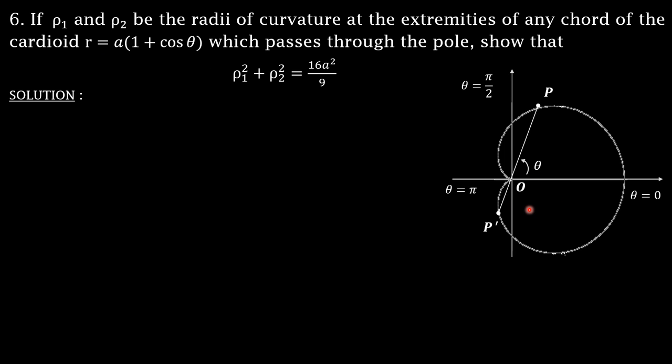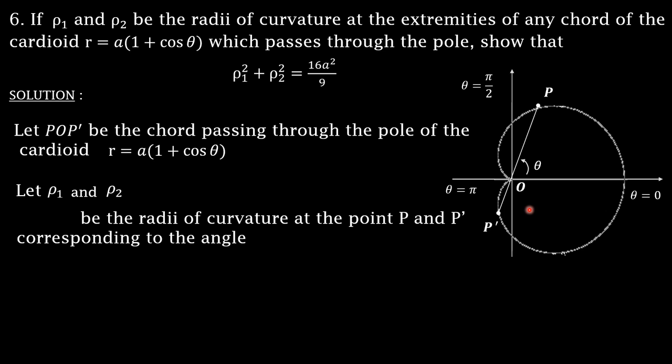Okay, let rho 1 be the radius of curvature at the point P, thereby making an angle theta with respect to the initial line, and rho 2 be the radius of curvature at the point P dash, thereby making an angle pi plus theta with respect to the initial line.